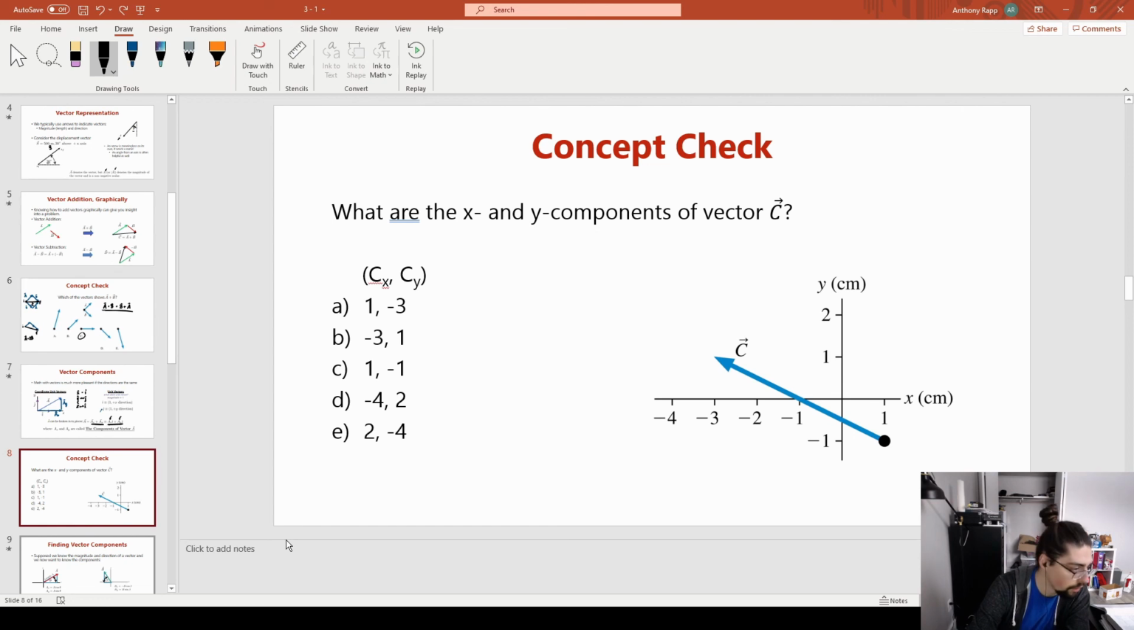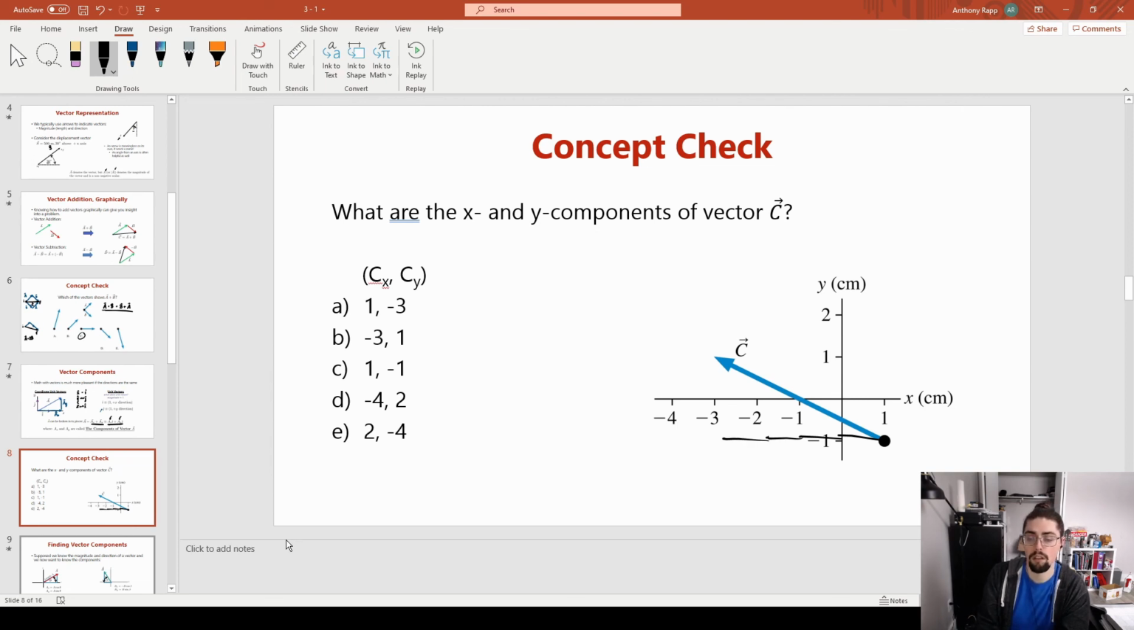Okay, I see a fair amount of D, and I think I would agree with that. Let's measure it. Let's try it real fast. We want to find what the x component is. I'm going to start from the tail of this thing and go towards the tip. So I move over 1, 2, 3, 4 to the left.